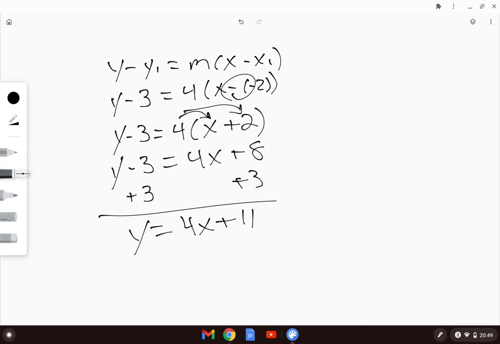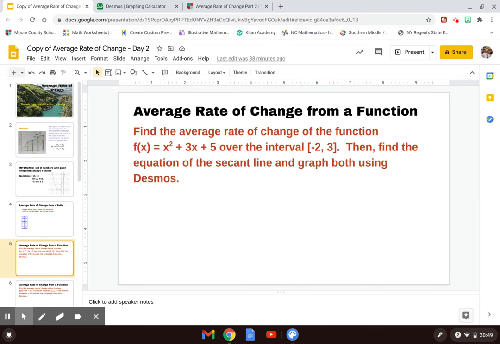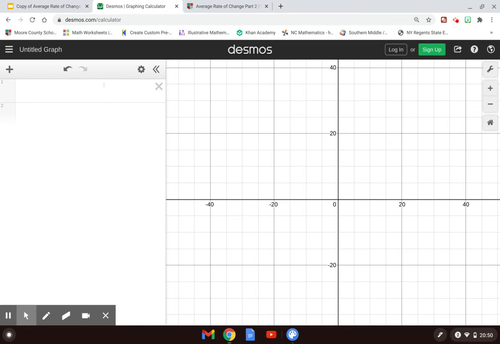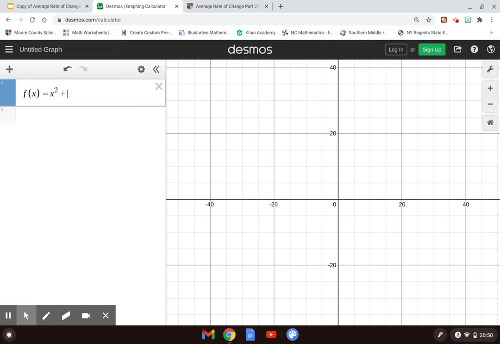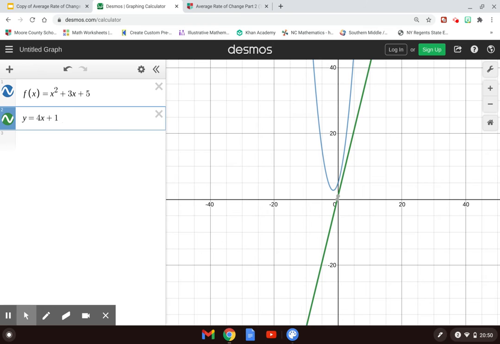All right, so when I go to Desmos now, I'm first going to graph the function. So the function is going to be f of x. All right, so there's the function. Then I'm going to graph the secant line. So that's going to be y equals 4x plus 11.